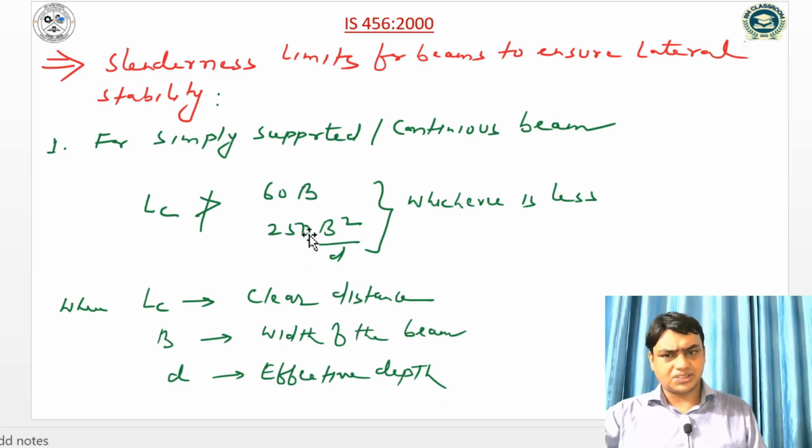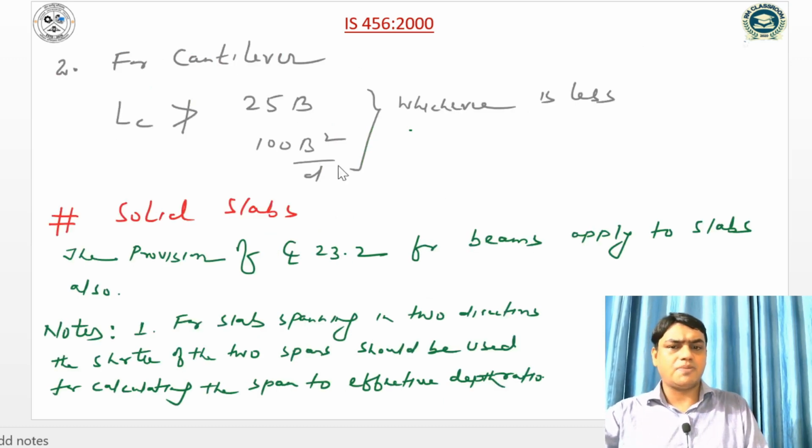clear distance. So for simply supported and continuous, we have to remember that our clear span or clear distance should not exceed the minimum of these values, 60 b or 250 b square by d, and in case of a cantilever beam, our clear distance should not exceed the value of 25 b or 100 b square by d. So here we can see that 25 b or 100 b square by d, whichever is less.